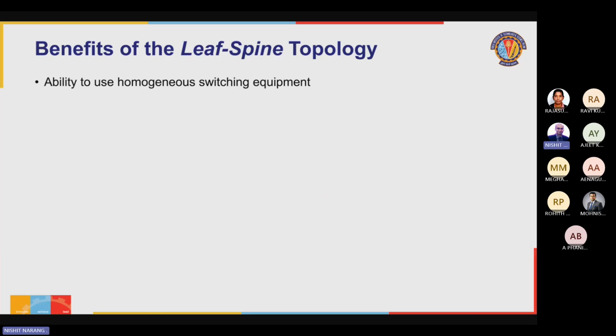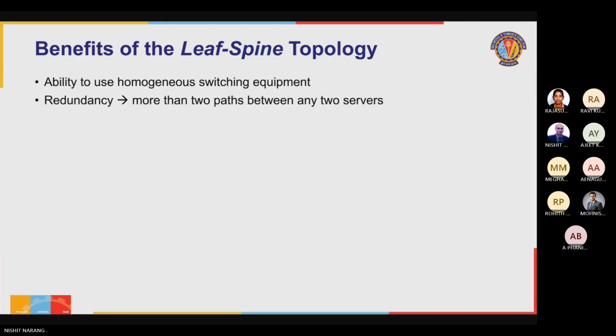One of the benefits of leaf-spine topology. Two, this topology has an enormous amount of redundancy, and as a consequence, it reduces the blast radius.